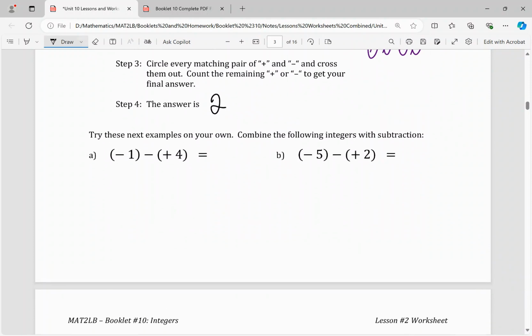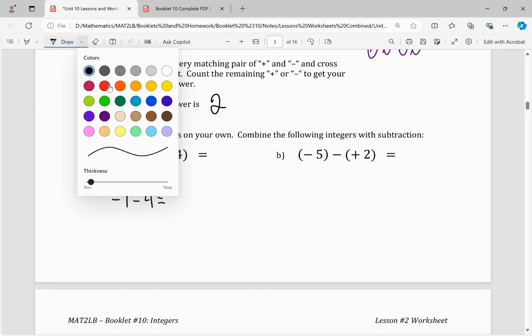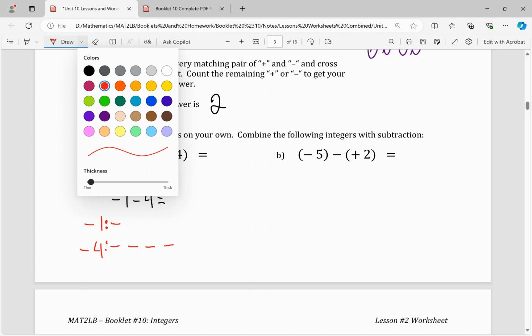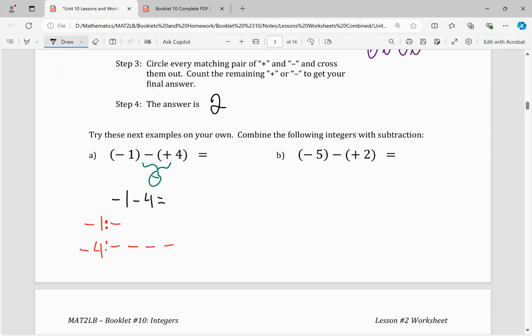Let's try a couple more. Here we have -1 minus +4. Now this negative and positive is going to make a negative, so I can rewrite this problem as -1 minus 4. So the -1 means that I draw 1 negative. The -4 means that I draw 1, 2, 3, 4 negatives. And there's nothing here to cancel out because there's no positives. So all that I can do is count the number of negative symbols. 1, 2, 3, 4, 5. So -1 minus 4 gives me an answer of -5.